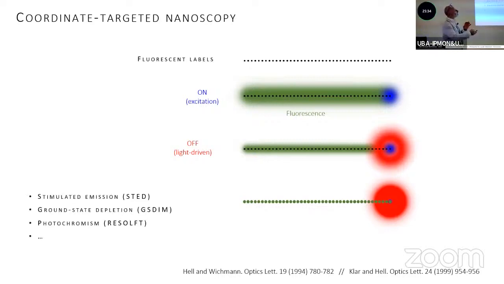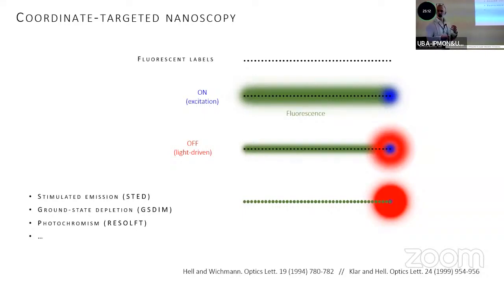All of them work in the same way. The difference is the off-switching mechanism. The difference is the light-driven off-switching mechanism of fluorescence. So there are many ways to switch off fluorescence using light. One of them is stimulated emission. That's rather universal in principle, and one of the first methods developed is called STED.